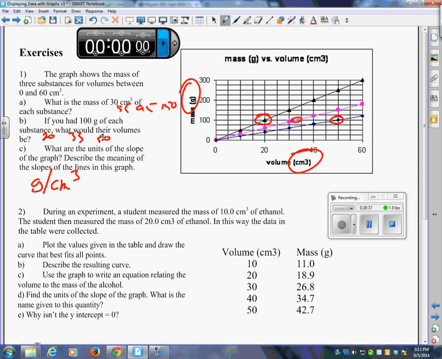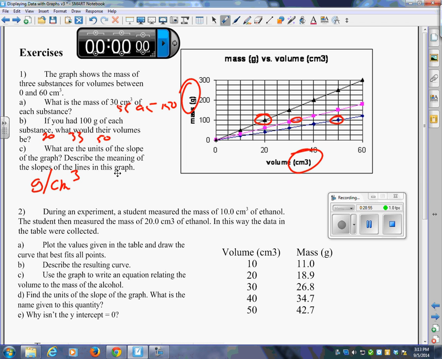Describe the meaning of the slopes of the lines in this graph. What do we measure in grams per cubic centimeter? It used to be in grade 10 science. It's not anymore. Anybody know? Grams per cubic centimeter. Maybe in chemistry.